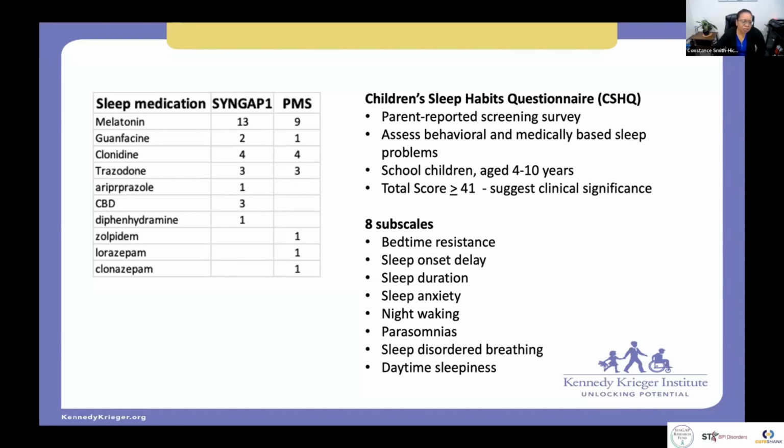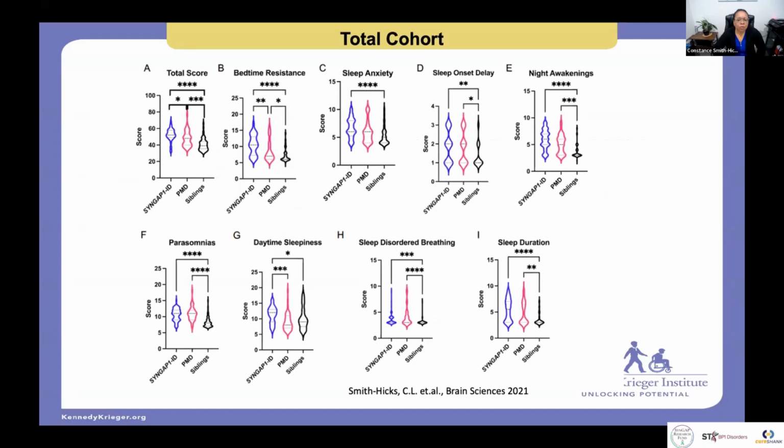Not only do we look at the total score, but we are also able to parse sleep features along 8 subscales, looking at certainly resistance to going to sleep, delayed sleep onset, how long the child remains asleep, anxiety, parasomnias, and breathing-related difficulties, as well as daytime sleepiness. So using the CSHQ, we first asked, is there a difference in the total score? And then the subscale scores between all 3 groups.